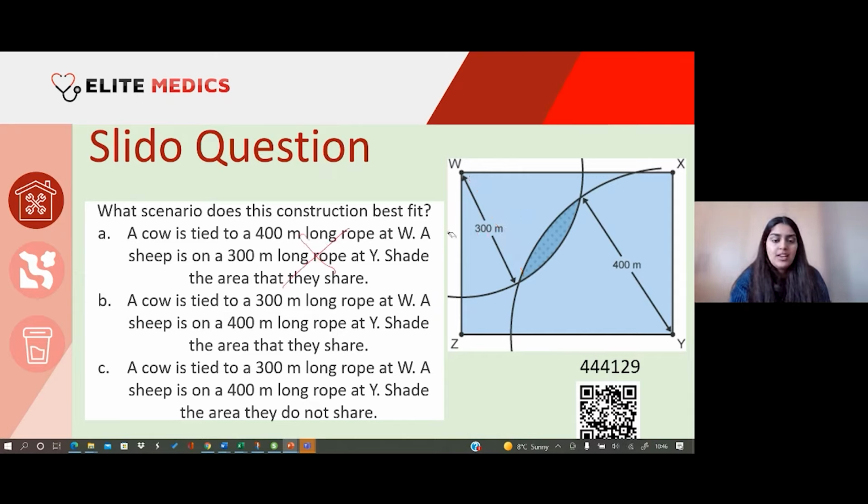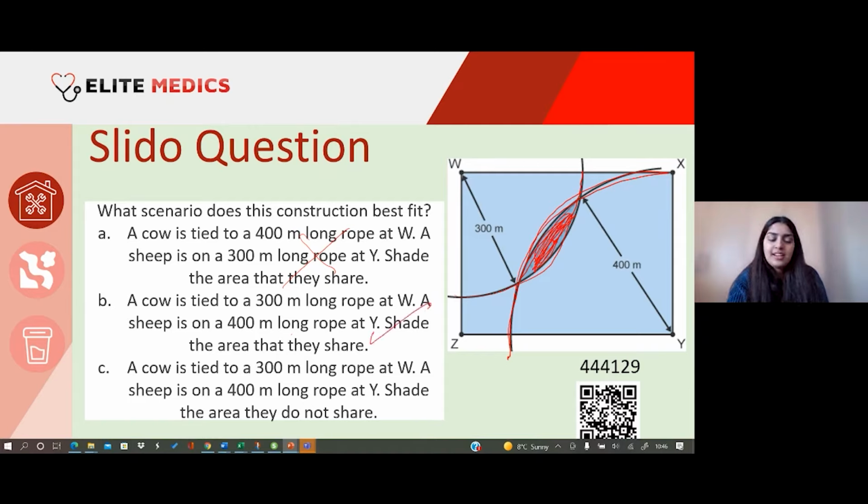The next one, cow is tied to a 300-meter long rope at W and a 400-meter long rope at Y. We've got a sheep. Shade the area that they share. So it is the area that they share, isn't it? So the intersecting bit is the stuff that they share in common. Because the cow could be here, but the sheep could also be there, because that's the region where the sheep can be and this is the region where the cow can be. So both the sheep and the cow can stay in this little region there.